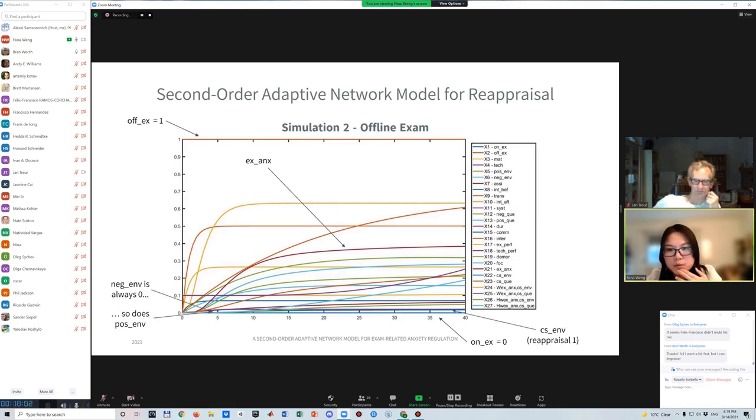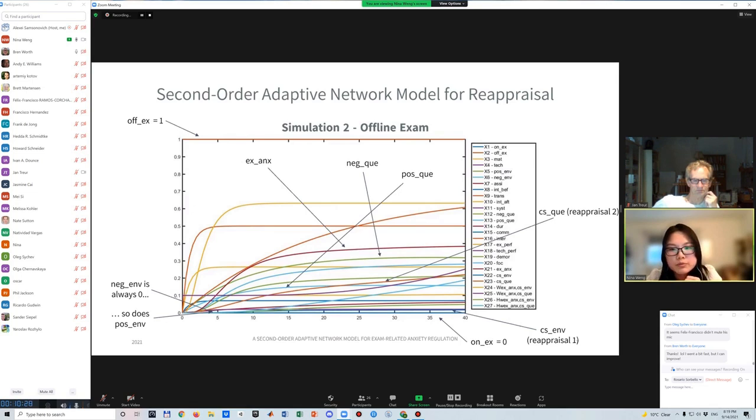for example, the states about worrying about being late due to transport. But there are also some states which might not happen during the offline exam, so they're always 0. This leads to the result that the appraisal process for the first stage does not happen.